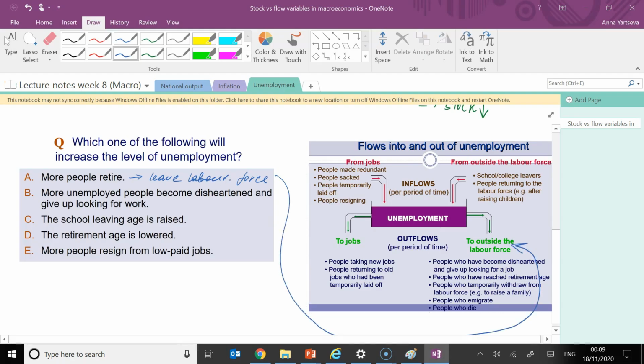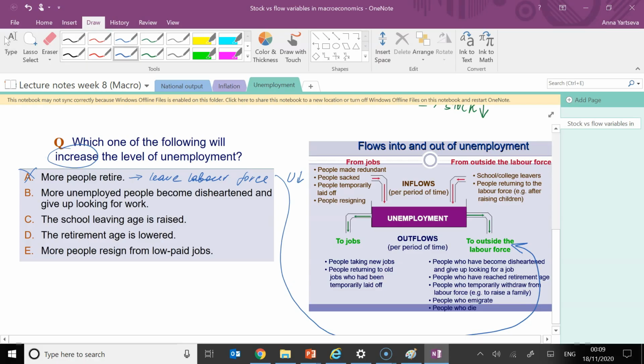These people who retire will move to outside of the labor force, which, as we know, will increase the leakage from our pool of unemployment, from our bus with some stock of water in it. The more people leave this pool, the lower the unemployment rate will be, the lower the amount of water which is still left in this bus. So the unemployment rate will reduce. So A wouldn't be correct because we are looking for something which will increase the unemployment rate, not reduce it.